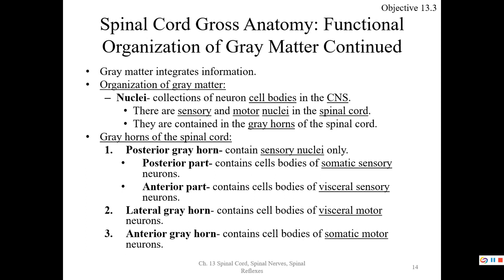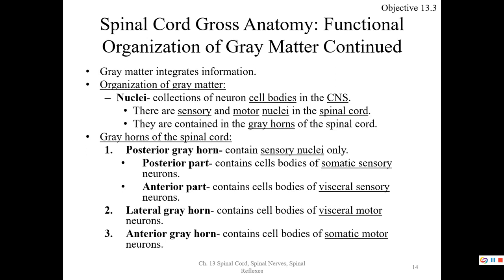Okay, so we have nuclei. Nuclei are neuron cell bodies in the CNS. There are sensory nuclei in the spinal cord, and there are motor nuclei in the spinal cord. They are located in your gray horns. The posterior gray horn has sensory nuclei only, but there are two parts to it. There's a more anterior part and a more posterior part. The posterior part of the posterior gray horn has somatic sensory. The anterior part of the posterior gray horn has visceral sensory, but only sensory are in the posterior gray horn.